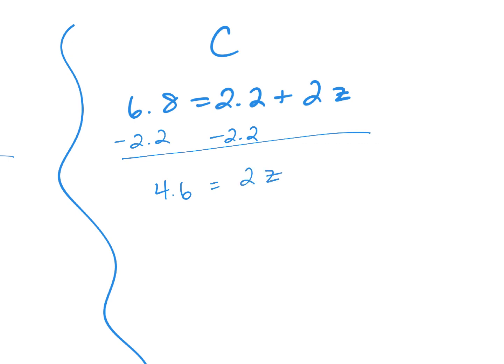Now because I have 2 z's, I need to split them into 2 groups. So I'm going to divide by 2. I'm also going to divide the 4.6 by 2. So 4.6 divided by 2 is 2.3. And then if I split 2 z's into 2 groups, that's 1 z in each group. So therefore, z is equal to 2.3.